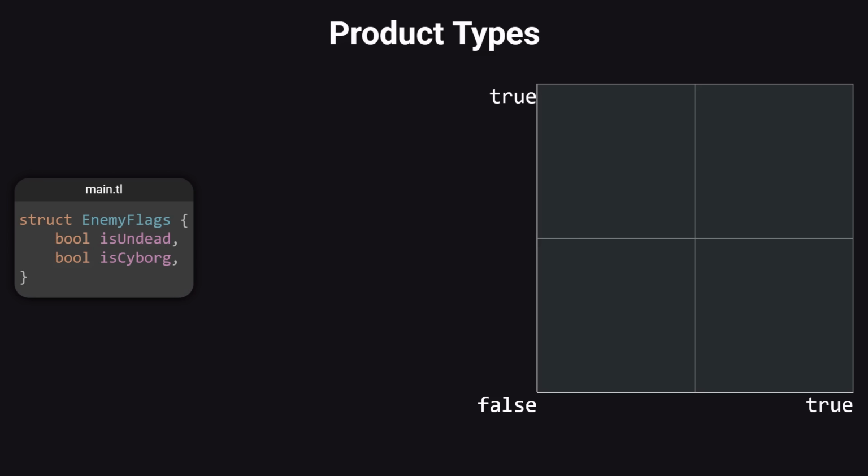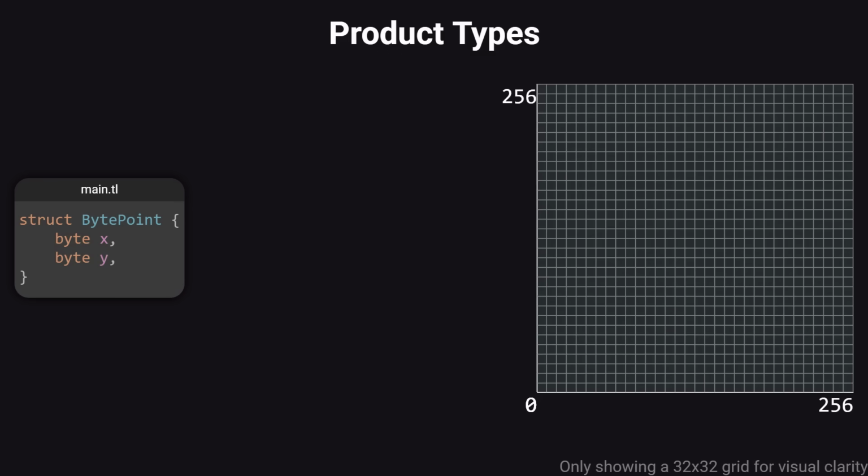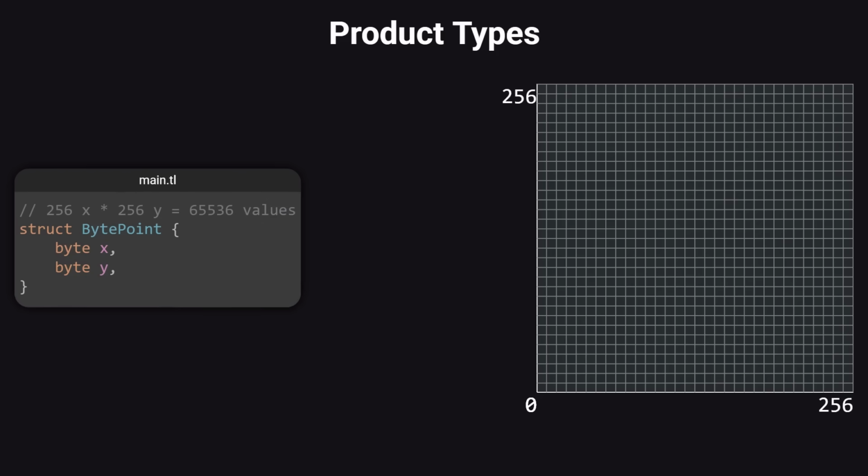We can take this a step further, replacing the booleans with 8-bit integers. We can see that we have a 256 by 256 grid, giving us 65,536 total points. And that's the key with the term. The number of possible values of this type is the product of the number of possible values of its fields. In type theory lingo, the number of possible values of a type is called its cardinality. So the cardinality of a product type would be the product of the cardinalities of its fields.